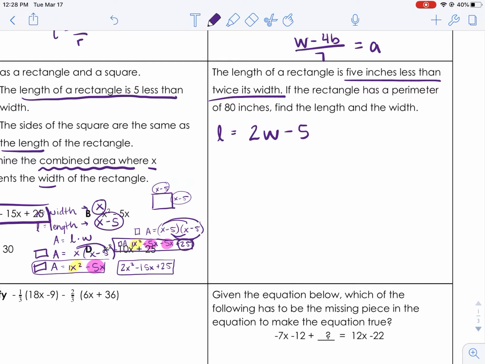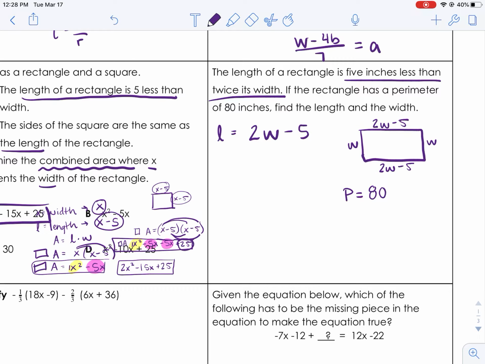Okay, so if the rectangle has a perimeter, let's go ahead and draw a picture. So we know that the length is 2w minus 5. The width is just the width. And we know that all of those sides added together is going to equal 80 inches. Because if you want to find perimeter, you're adding all the sides up.